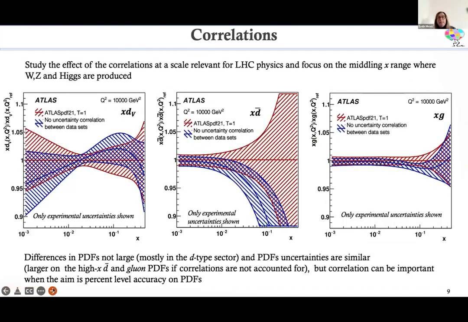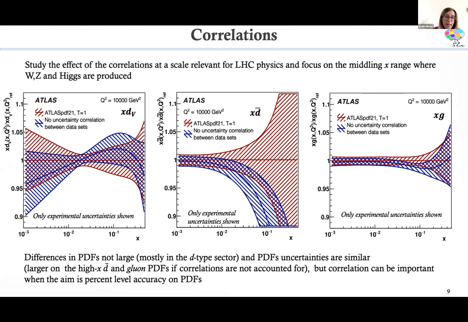We performed a detailed study on the correlations, and here I show the impact of correlations as an example for the d-valence, the anti-d, and the gluon at a scale that is relevant for the LHC physics and focusing on the range of middle x, where W, Z, and Higgs are produced.